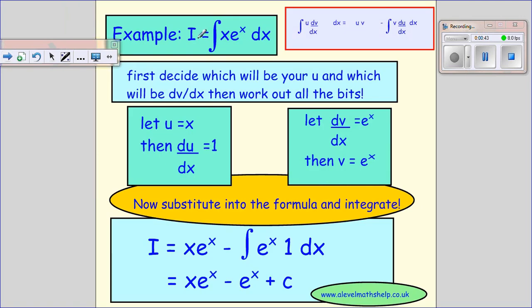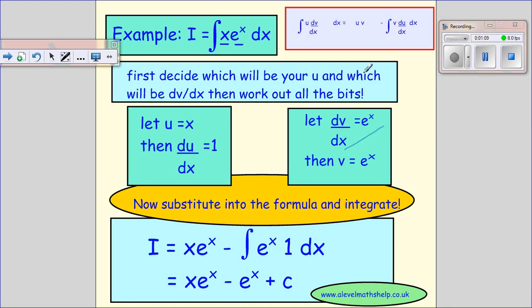Okay, so here's an example. We're going to integrate x times e to the x. The first thing we need to decide is which is going to be u and which is going to be dv by dx, and they can be either way round. For now I'm just going to use this: u equals x and dv by dx equals e to the x. So I've just chosen which one's my u and which one's my dv by dx.